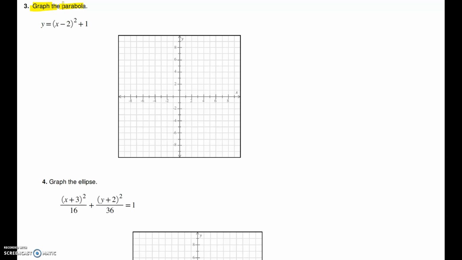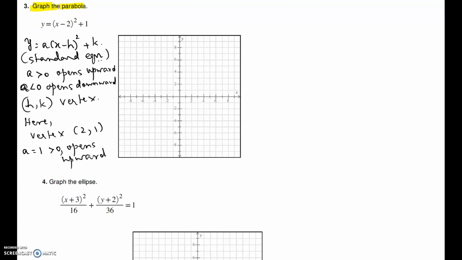So we will recognize this equation, y equal to x minus 2 the whole square plus 1, as the standard equation of the parabola. The standard form of an equation of a parabola is y equal to a times x minus h the whole square plus k. If a is positive, the parabola would open upward. If a is less than 0, it will open downward. H comma k, h and k will be the point of vertex.